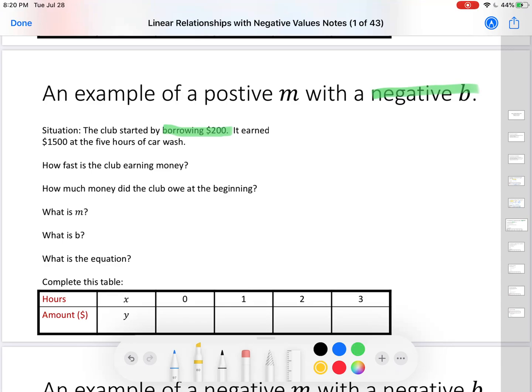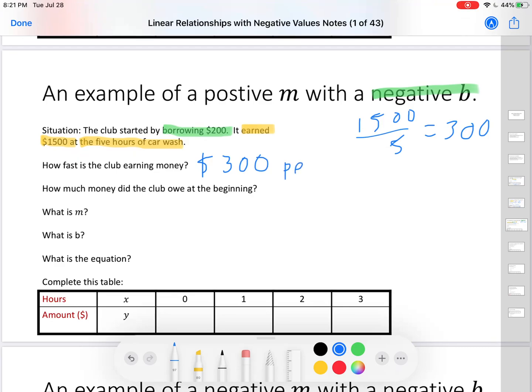And it earned is positive, $1,500 at the 5 hours of car wash. So how fast is the club earning money? Well, we know it earned money, so we'll do 1,500 divided by 5 equals 300. So it is earning money at a rate of $300 per hour. Remember to use the compound unit. $300 per hour.